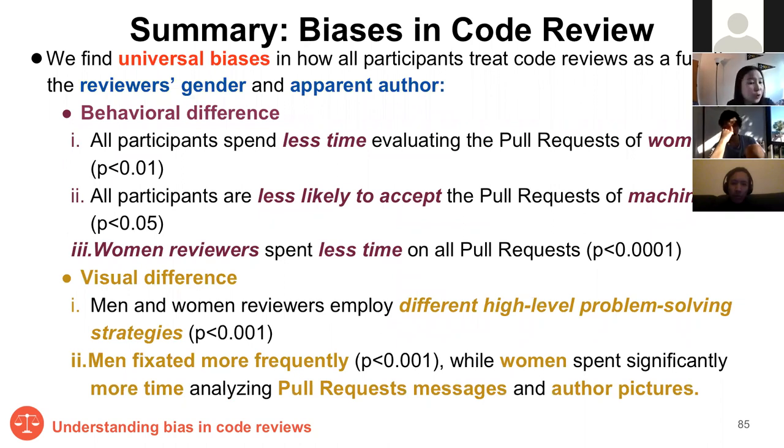Visually, using eye tracking data, men and women participants employ different high-level problem-solving strategies in code review. Men fixated more frequently, like they switch between different parts of the code review, while women spend significantly more time analyzing pull request messages and author pictures.